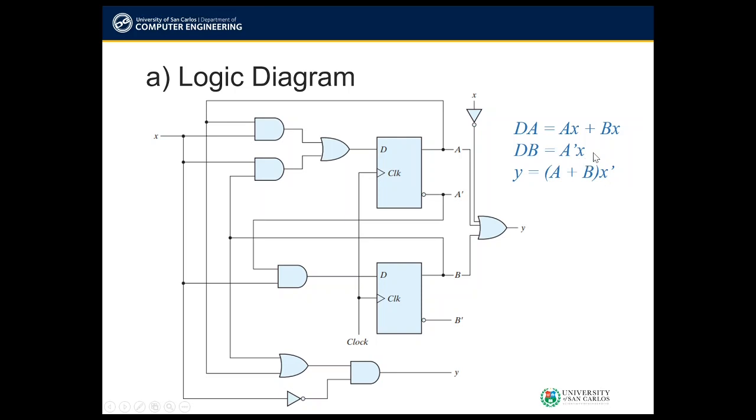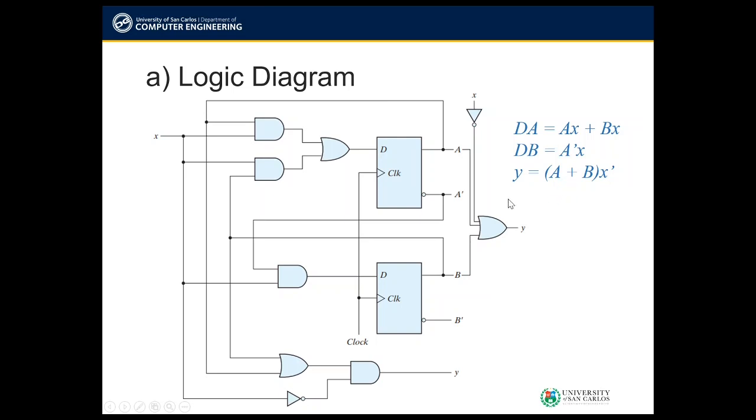Now, let's consider dB. This is just simply A prime X. Again, A is the present state A, but since it already has a complemented output, we might as well use that one. So we have A prime ANDed with X. We just tap X here, and then that would become the value for dB. And finally, we have here our output function. We have Y is equal to A plus B, and the result is ANDed with X prime. Again, we are using the present states A and B. A and B here are tapped, and we are going to OR them together.